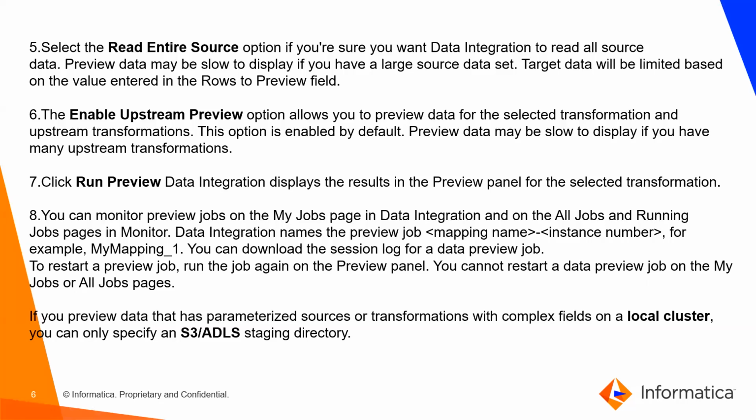The enable upstream preview option allows you to preview data for the selected transformation and upstream transformations. This option is enabled by default. Preview data may be slow to display if you have many upstream transformations. Click run preview. Data Integration displays the results in the preview panel for the selected transformation.